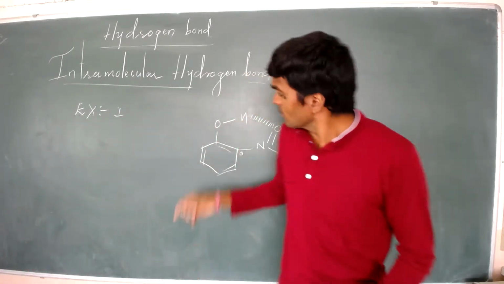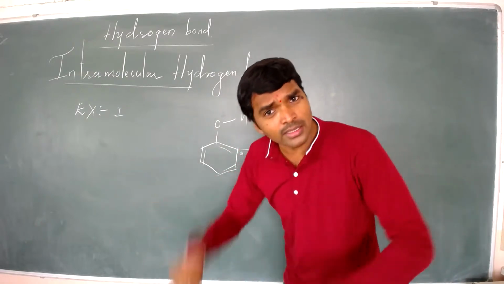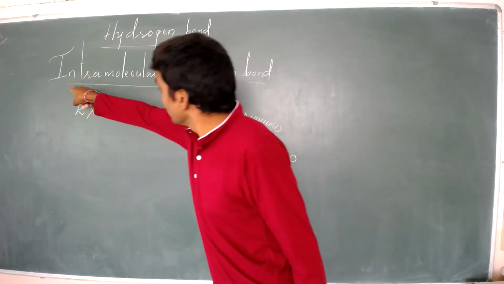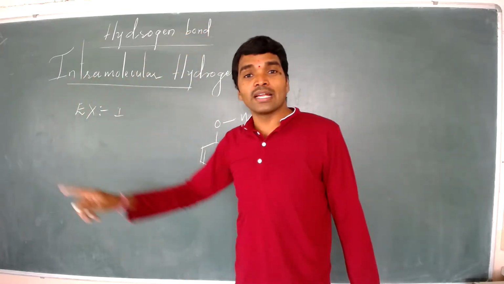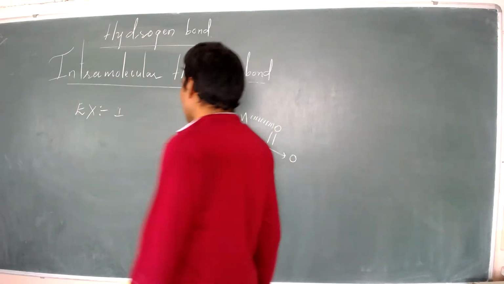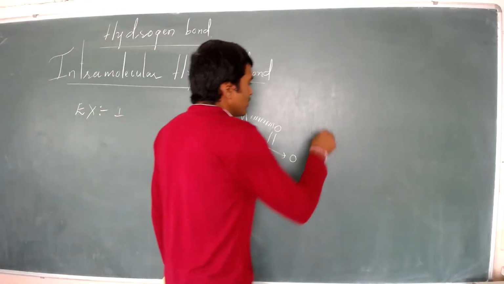The hydrogen bond is formed in one molecule only, within the molecule only. So within the molecule, the hydrogen bond is formed. That is an intramolecular hydrogen bond. Okay, right. Another example also we are able to take.